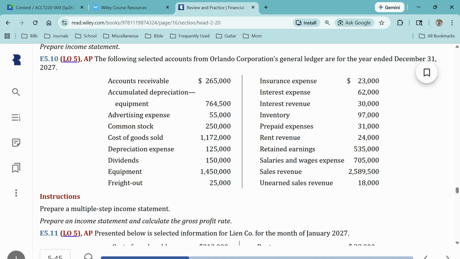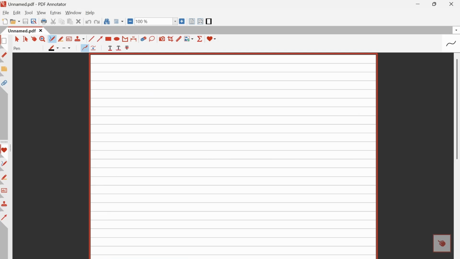We didn't get to that in the PowerPoint presentation on Thursday of last week, but that was coming if we would have kept going through the PowerPoint. You need to know how to make a multiple step income statement, the format of it for Chapter 5. That's something you're going to be tested on. So make the multiple step income statement. So this question tests your comprehension of that.